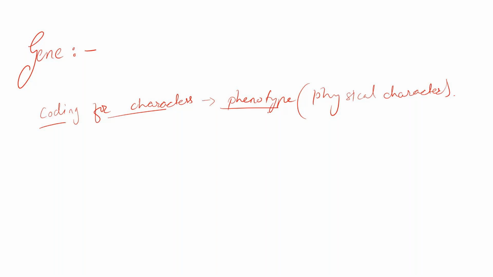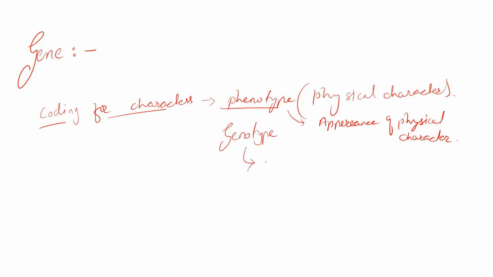Phenotype means what? The appearance of a character is called phenotype, and its code in the form of DNA is called genotype. These two terms, genotype and phenotype. What is phenotype? Phenotype is the appearance of a physical character, which is coded by DNA, right?